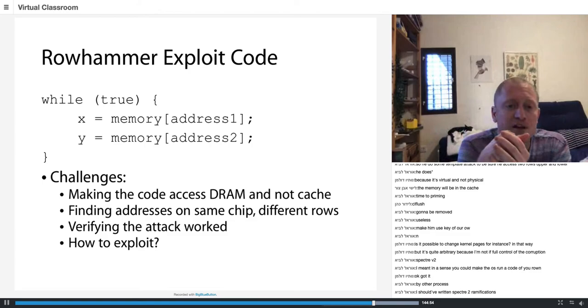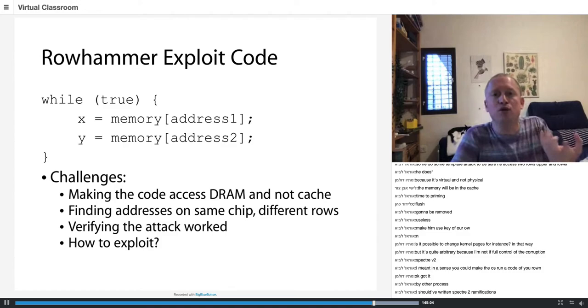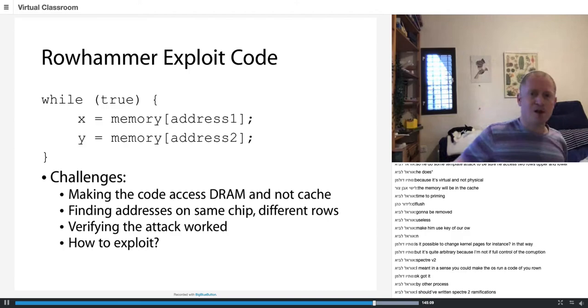So the server has the public key, and you convince the server that you have the private key because you show the server that you are able to decrypt data encrypted under this public key. So Flip Feng Shui, what it does is it hammers this public key.